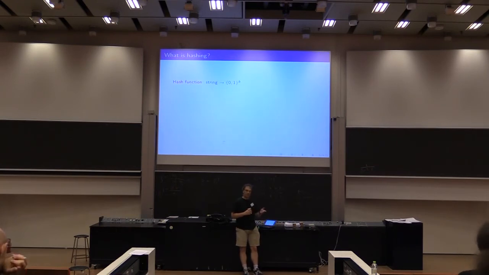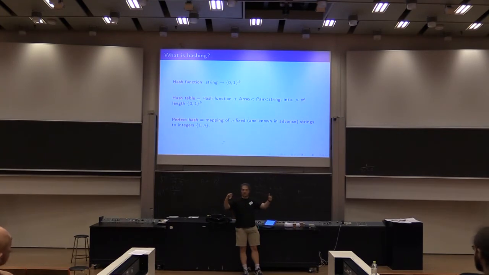Right, so some terminology. A hash function is just something which maps a string into a set of bits, seemingly at random. A hash table, or a dictionary, has a hash function, but also has an array, which allows you to check the correctness of any particular hashing, right? A perfect hash is a mapping of a fixed, known in advance set of strings to exactly the same number of integers.